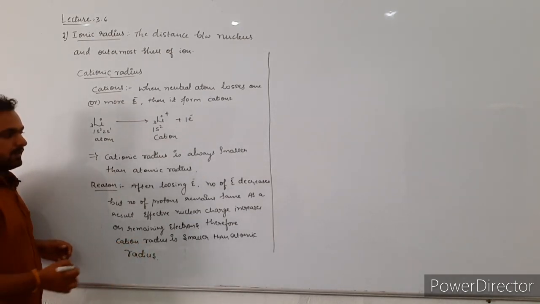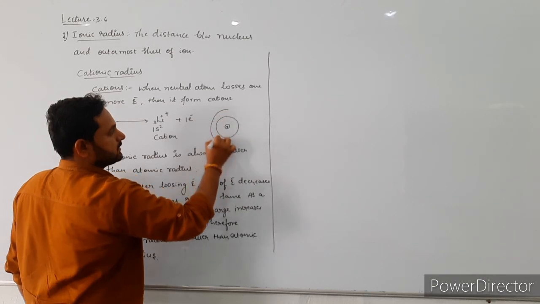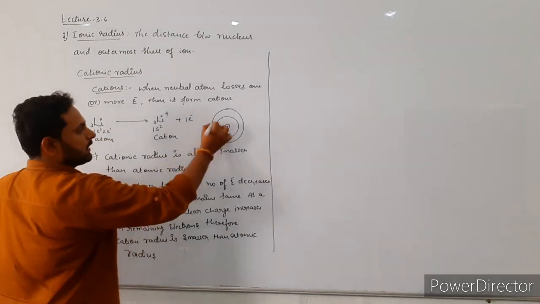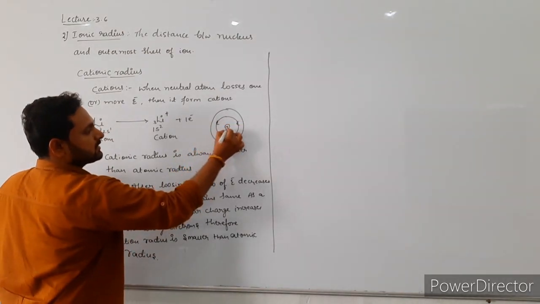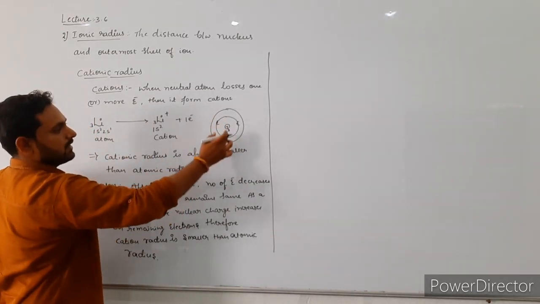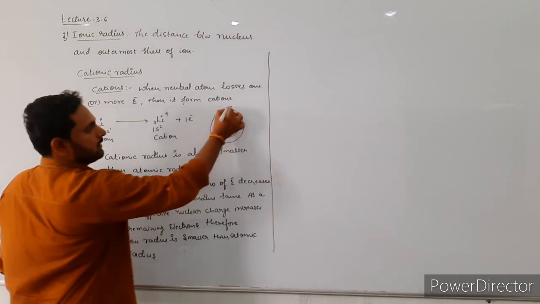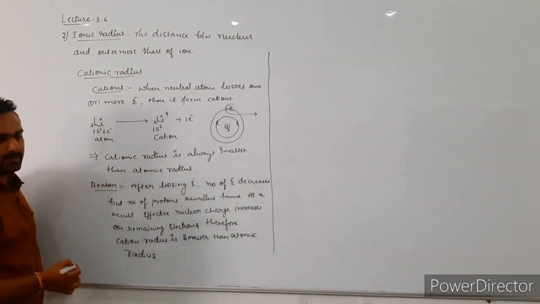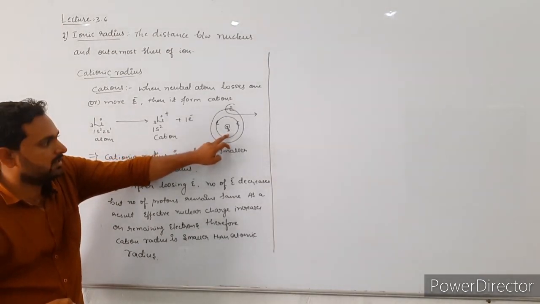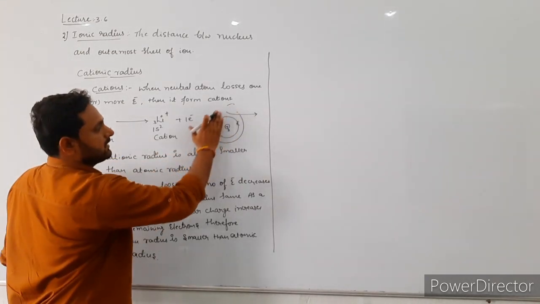Just for example, I will show here. This is nucleus and this is outermost shell. See here, in 1s shell, how many electrons are there? 2 electrons. How many protons are there? 3 protons and 3 electrons. 2 electrons are present in 1s shell and 1 electron is present in 2s shell. After losing one electron, what happens? Due to more number of protons, here the force of attraction between remaining electrons and the nucleus increases. That's why the size decreases.